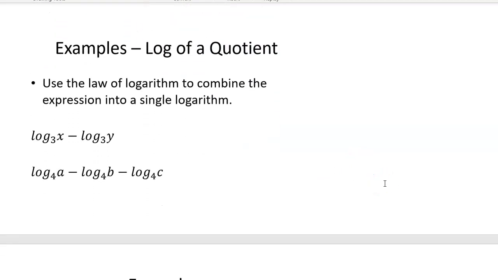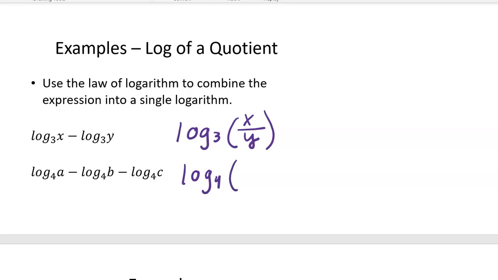So let's do a couple of quick examples here. We have subtraction, so I can use my quotient property. So this will be logarithm base 3, and I want to put the x in the top and the y in the bottom. The next problem here will be a logarithm base 4. You have to be careful because we've got subtraction and then subtraction again. The A definitely needs to go on the top, but then you want to make sure the B and the C get into the bottom because of those two subtraction signs.